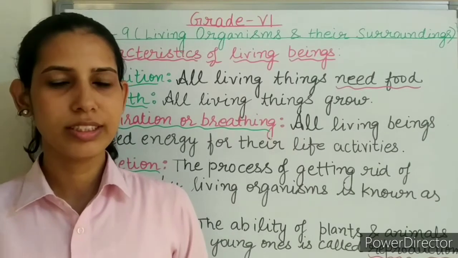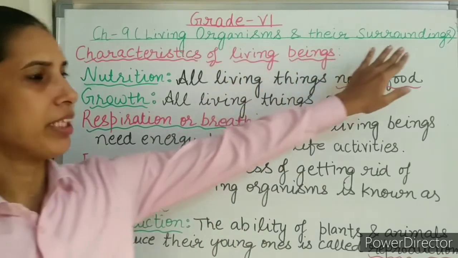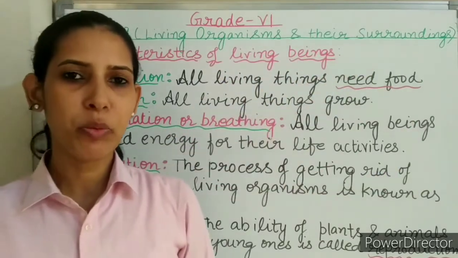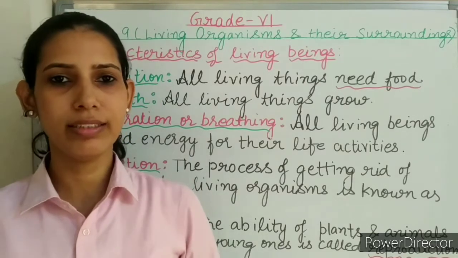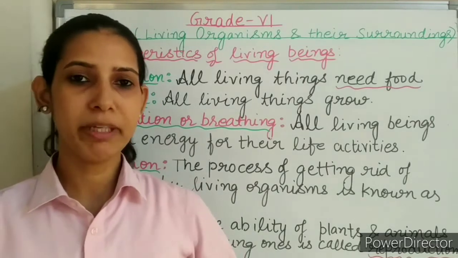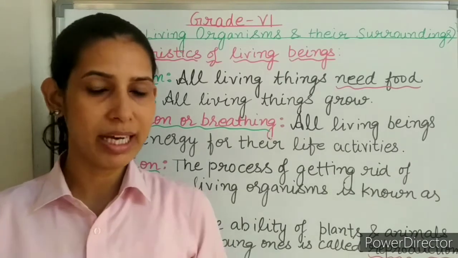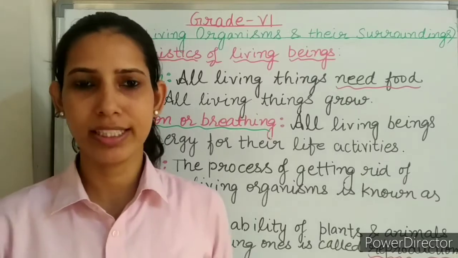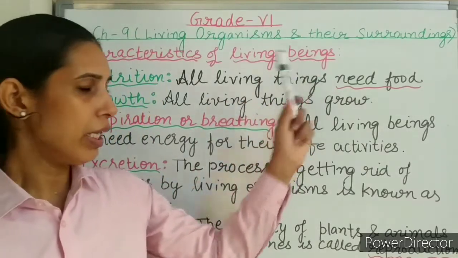Good morning, dear students. Today we continue Chapter 9, Living Organisms and Their Surroundings. In Part 1 video, we studied what is habitat and what are the various types of habitats. Then we studied what adaptations are, and lastly we studied adaptations of plants and animals in different habitats. In this Part 2 video, we will study the characteristics of living things.